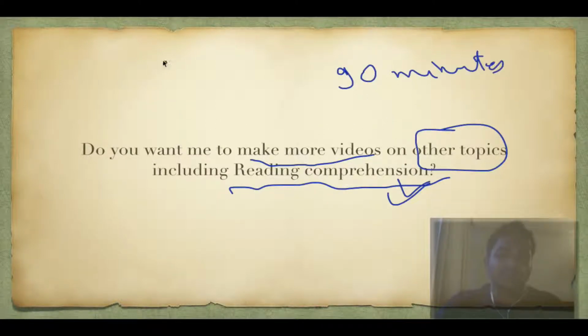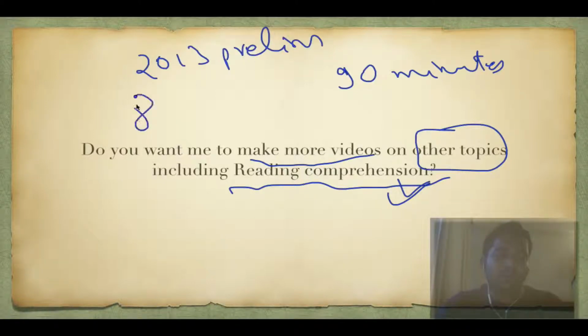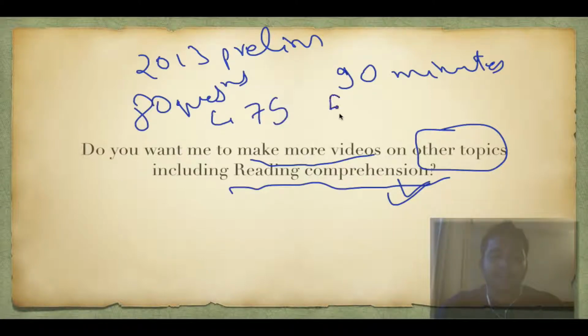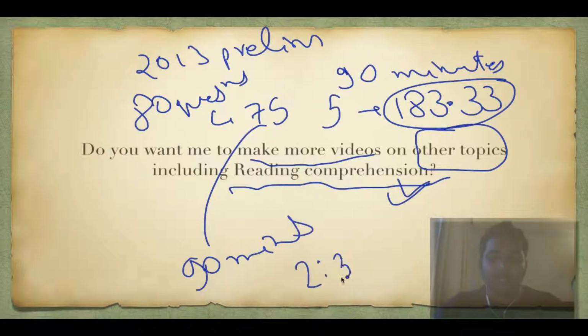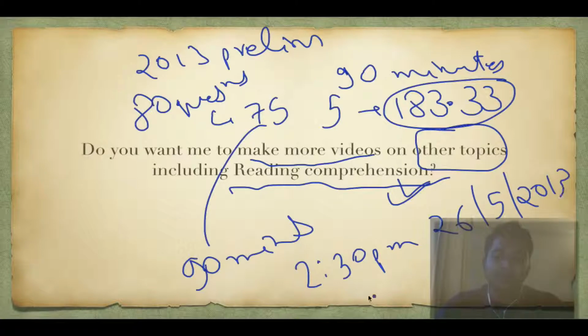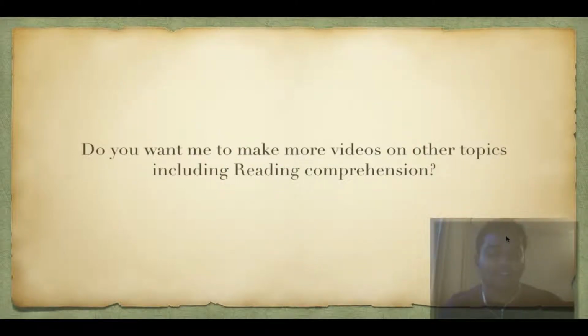By the way, those of you who do not know my score in 2013 prelims, I attempted all 80 questions in paper 2, and I got 75 correct and 5 wrong. That was a score of 183.33, and I did that paper in 90 minutes. That's a fact. The paper started at 2:30 p.m. on 26th May 2013. I finished the paper by 4 o'clock. So if you want to know these tricks and nuances, do let me know. If I make a video, no problem whatsoever.